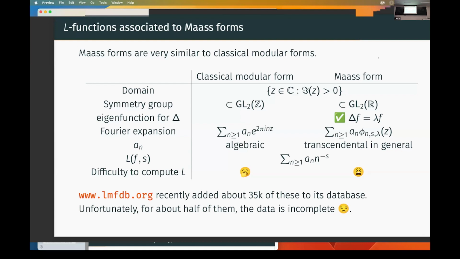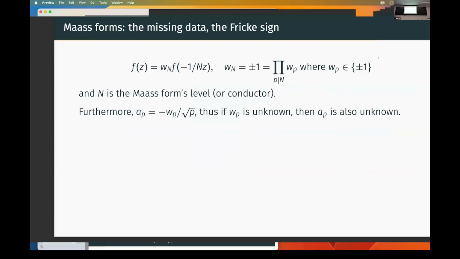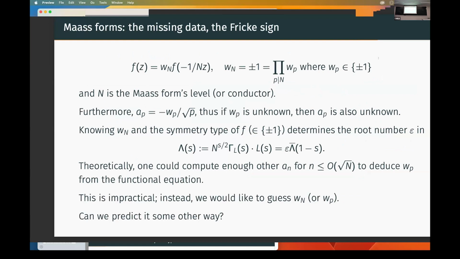So maybe the tool could be: can I look at them the same way and try to guess that incomplete data? Because I'm running out of time, I'm going to just dump the whole slide in one go. The idea is that there's this extra functional equation on top, f(z) equals plus or minus f(-1/Nz), up to a sign that's always plus or minus 1. And we don't know that for half of the data. In particular, this implies that for all the primes that divide the conductor N, we also do not know them. So for some of them, we really are missing a bunch of data. And you would like to fill that in.